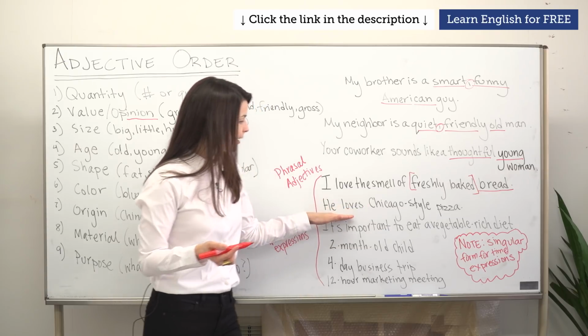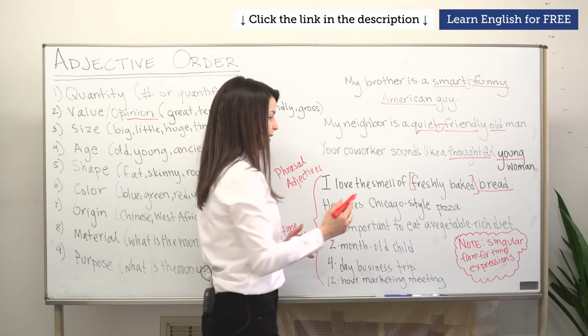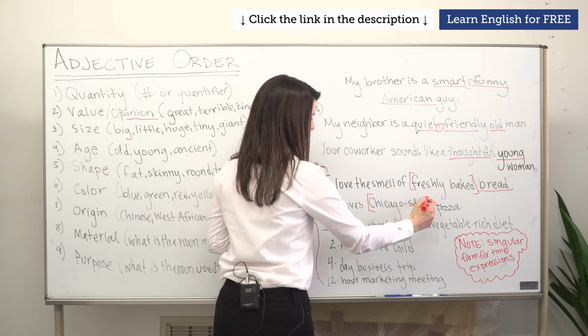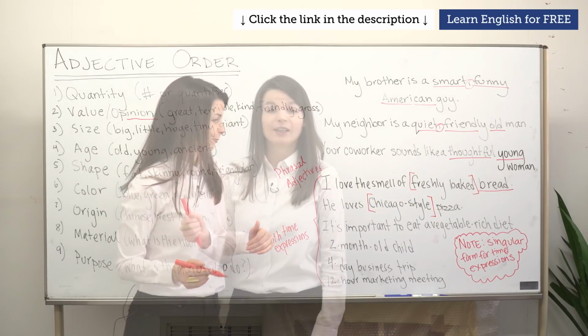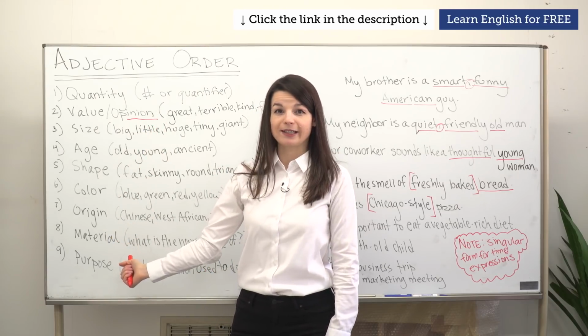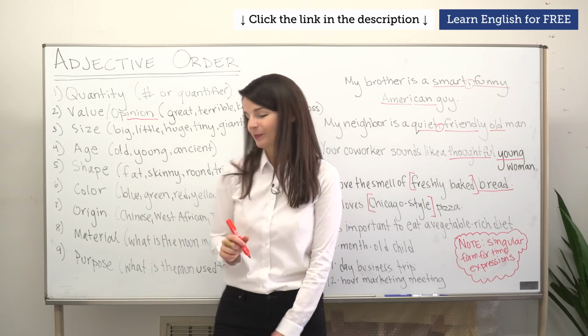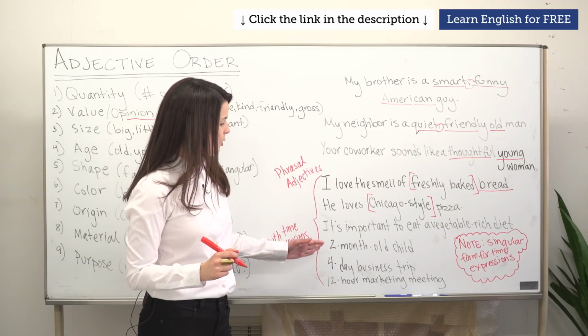Okay, let's look at another one then. He loves Chicago-style pizza. So what kind of pizza? Chicago-style. So here is my phrasal adjective. I could say he loves fresh Chicago-style pizza, or maybe freshly baked Chicago-style pizza, for example. Okay, let's continue to the next one.